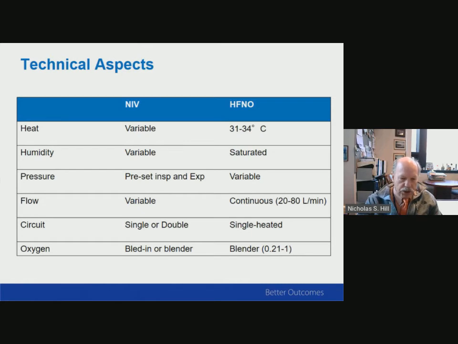Oxygen is either bled in or blended with non-invasive ventilation. Most of our acute non-invasive ventilators will have a blender, and with high flow, there's a blender which can range from FiO2 equivalent to room air or up to 100% with both NIV and high flow.